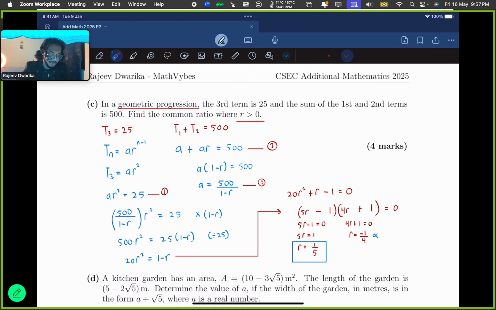And how would you verify if your answer is correct? Substitute it into T3. Well, T3 is equal to 25, so you would have to find A first. So let me go the extra mile. This is the answer, guys. This is what will get the 4 marks.